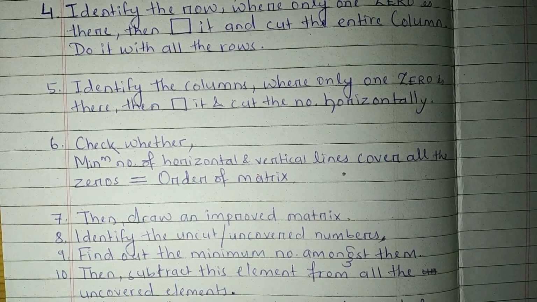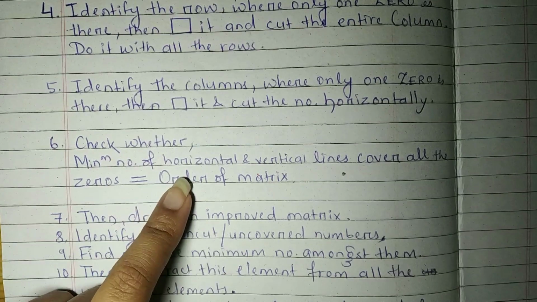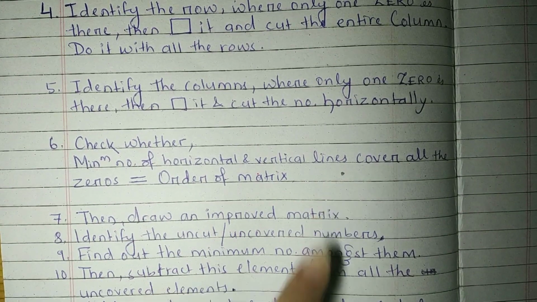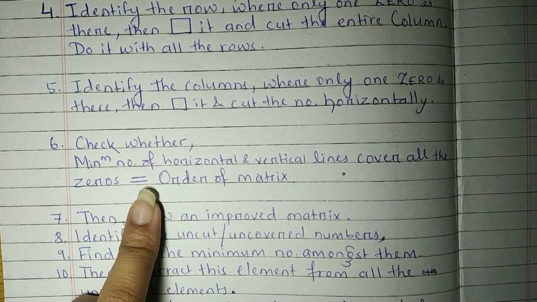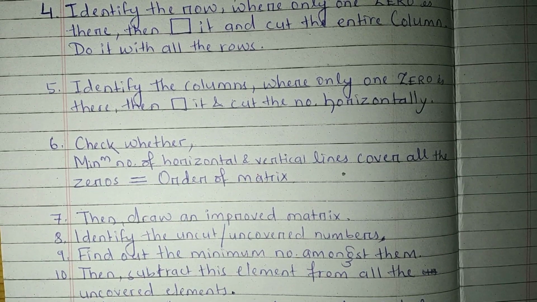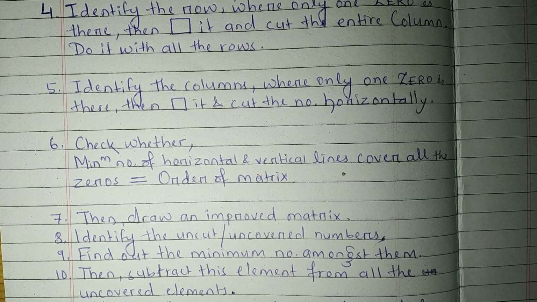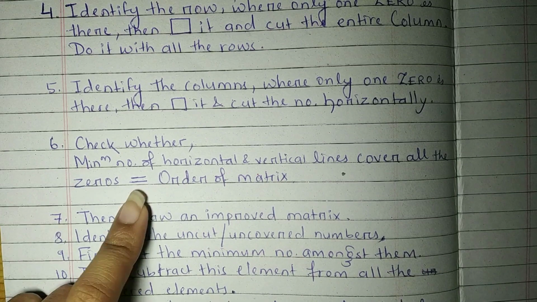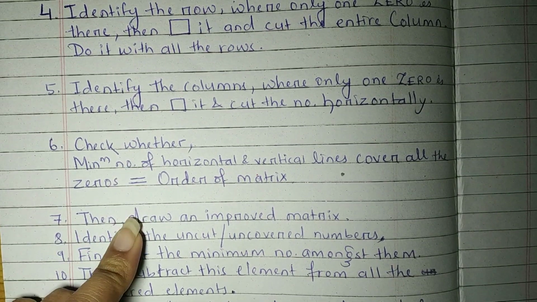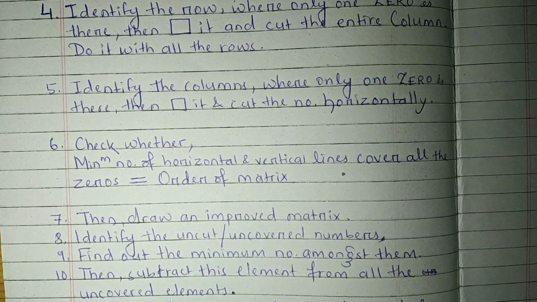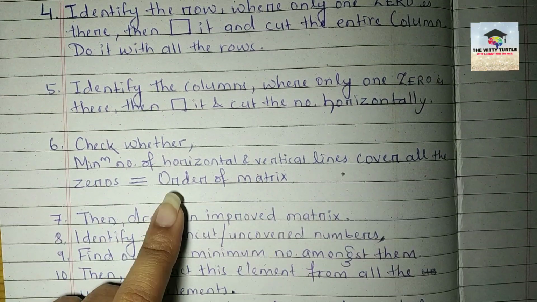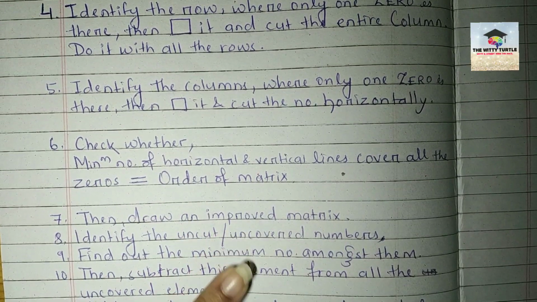Now you have to check whether the minimum number of horizontal or vertical lines that covers all the zeros is equal to the order of the matrix or not. If it equals the order of the matrix, that means you have reached optimality. And if it does not equal the order of the matrix, that means you still need to make another improved matrix. Okay. So if not, then you have to draw an improved matrix.